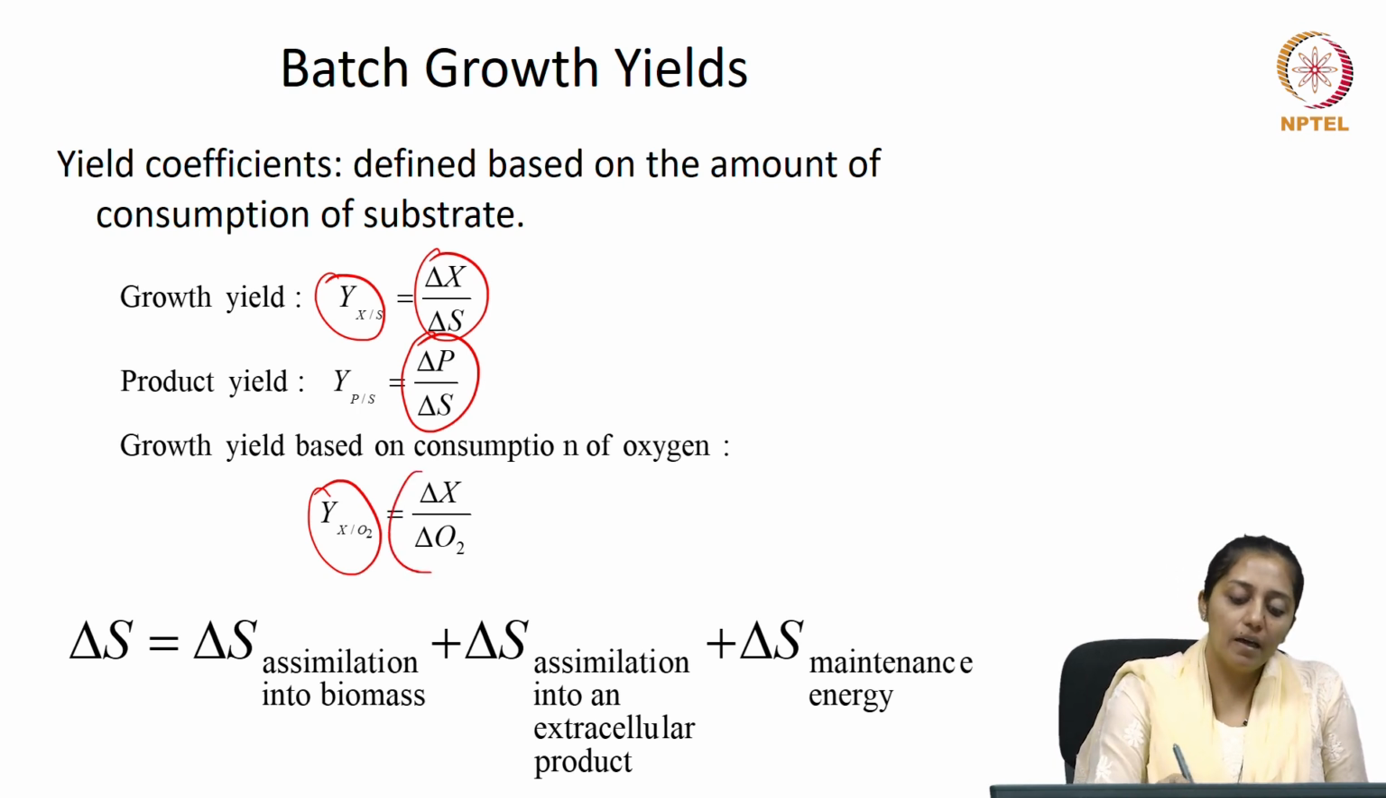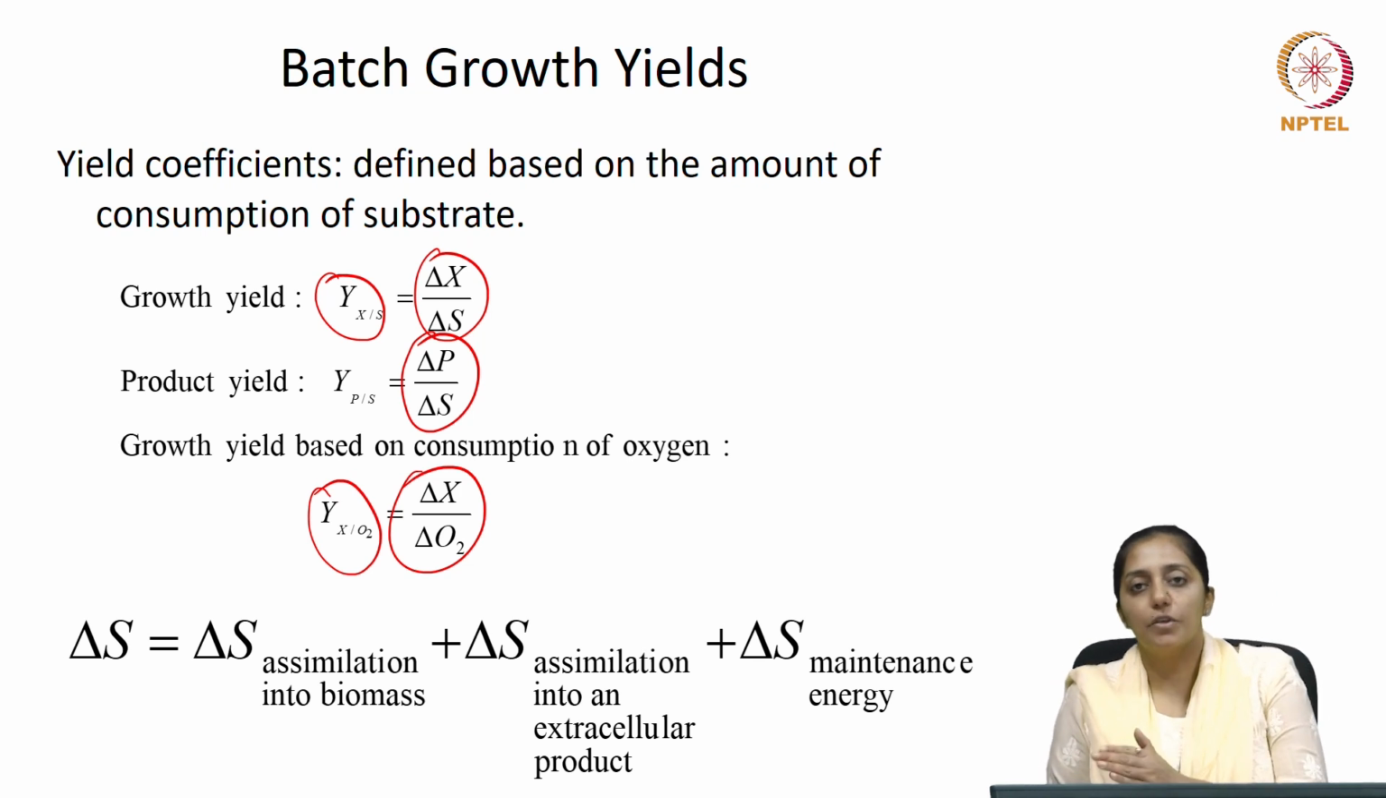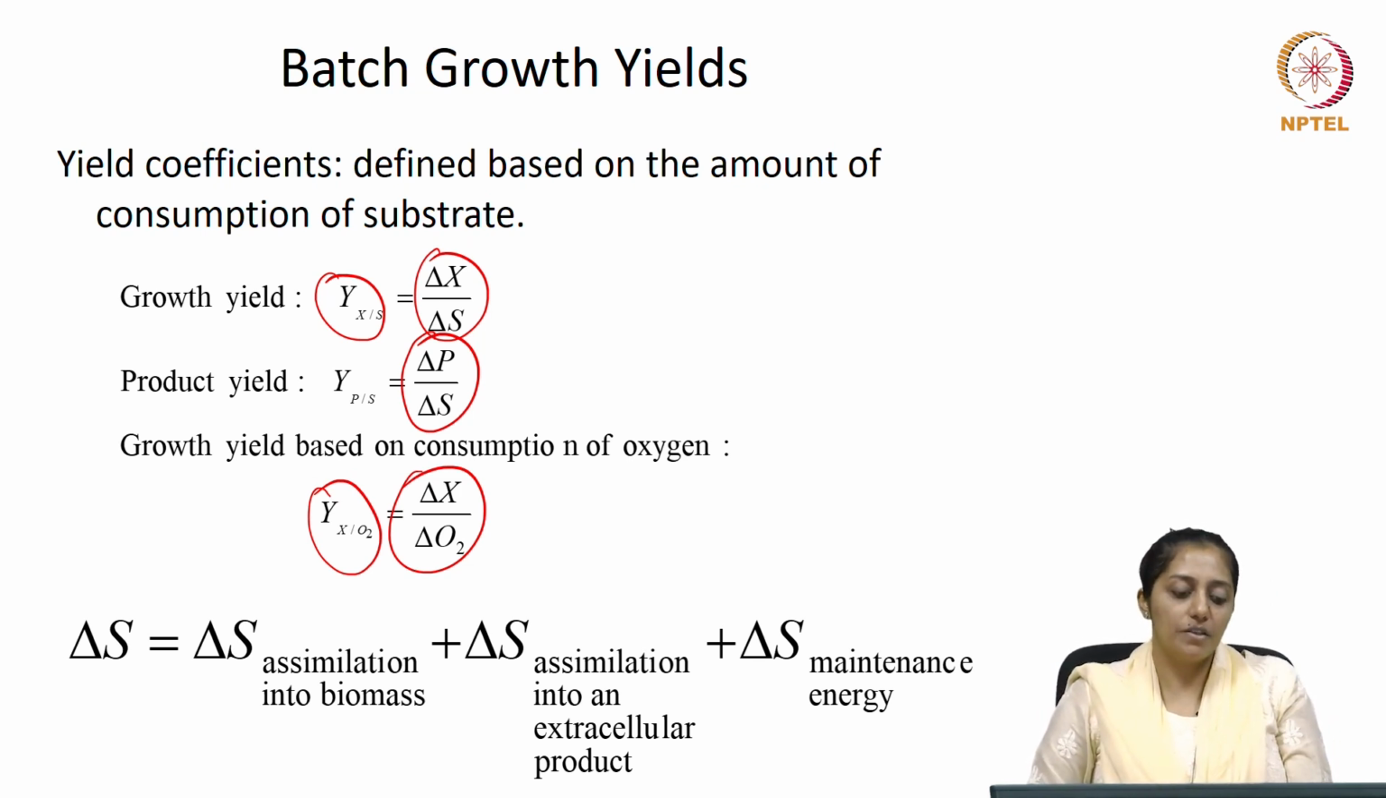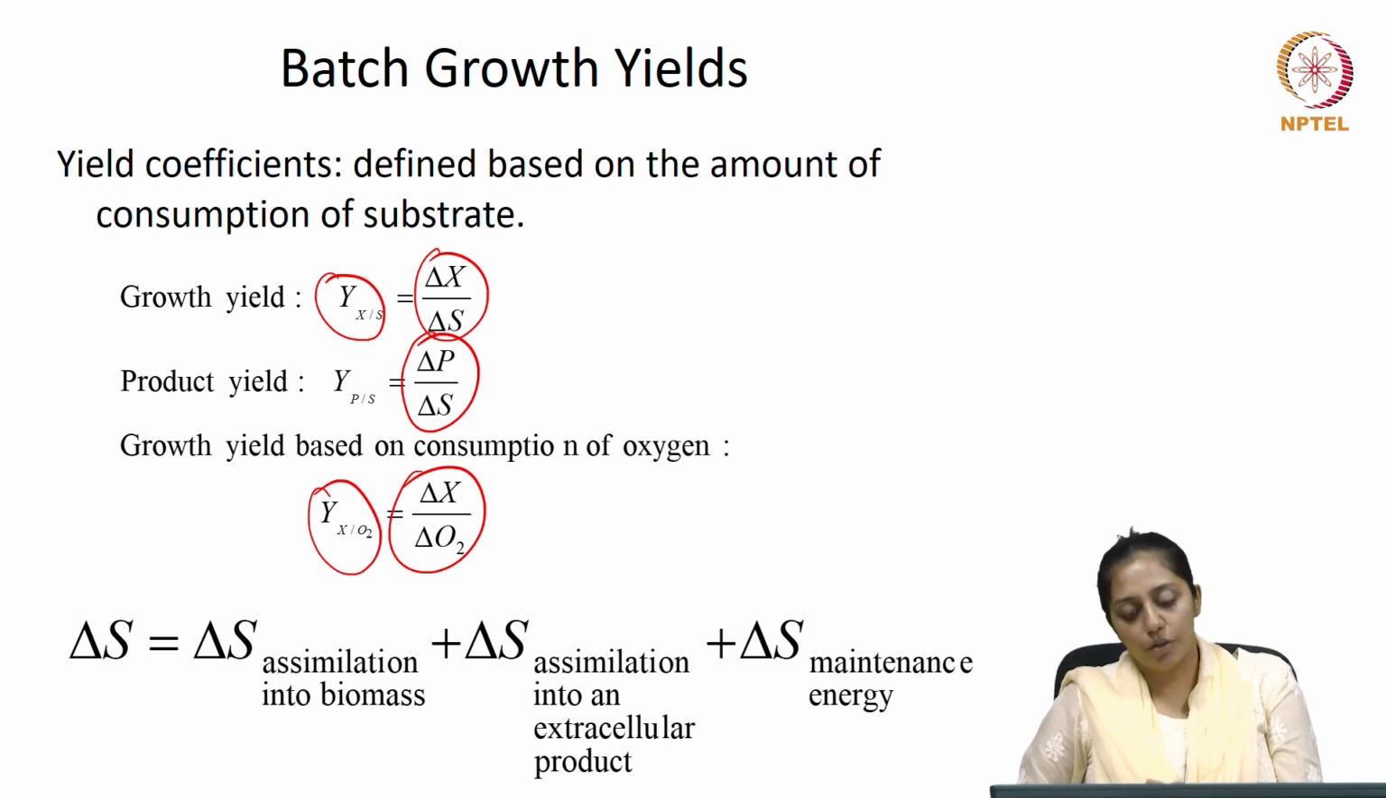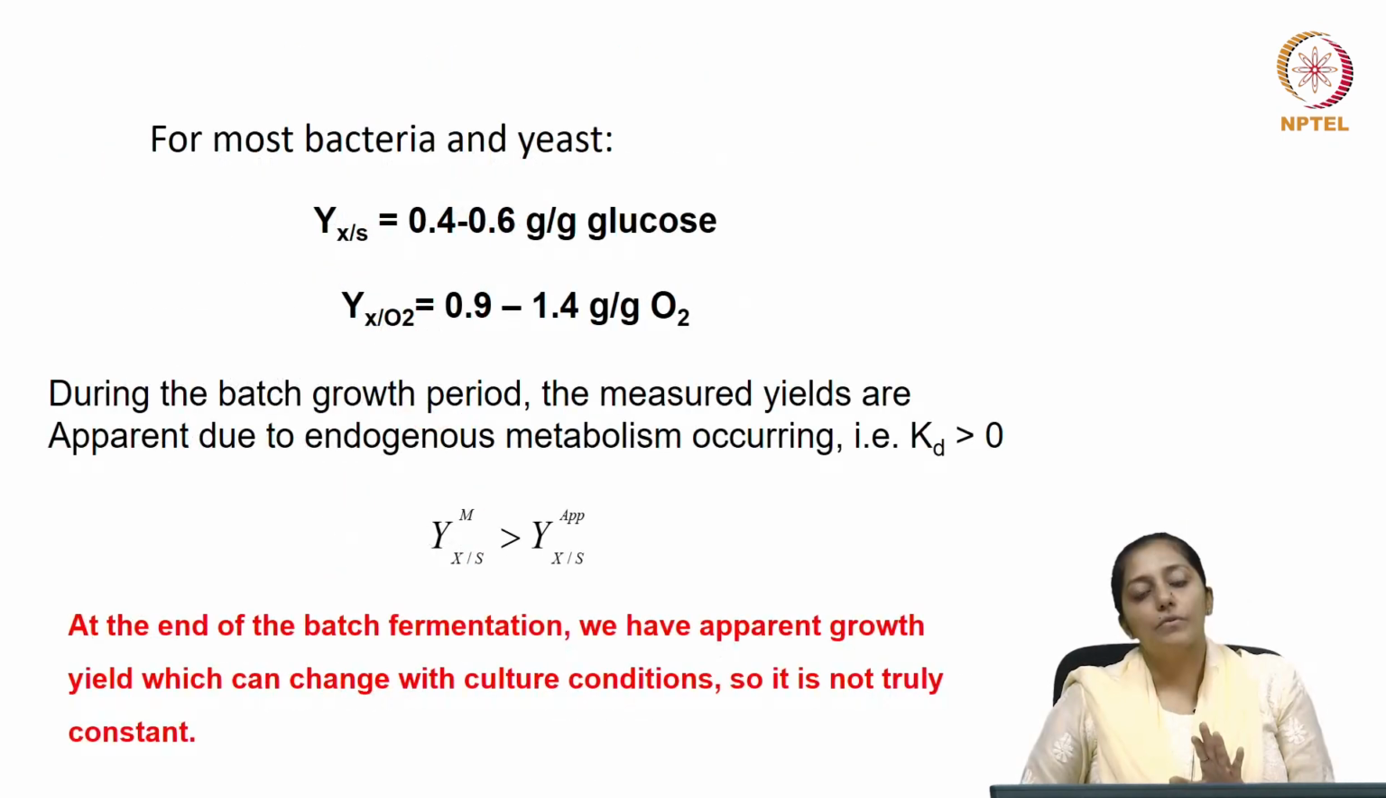So, to have an idea about how the substrate is getting consumed during the batch cultivation, some of the substrate gets accumulated for growth, which means for the production of biomass. Some of the substrate gets assimilated or used up for the production of the product which is coming out, and some of the substrate is getting utilized for the endogenous metabolism or the maintenance energy. For most bacteria and yeast, this is an average range of Yx by S and Yx by O2 which you can come across.